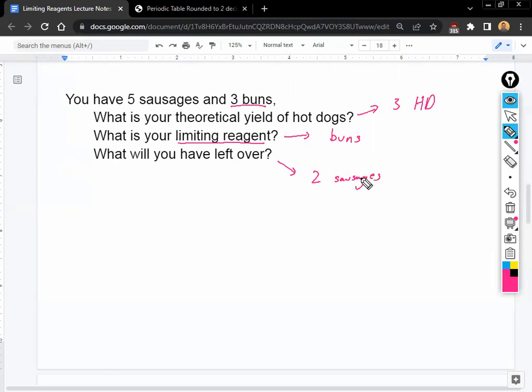It makes sense when we look at things like hot dogs, but once we apply it to stoichiometry, it does get a little bit more complicated. But always try to go back to this concept. It's whatever runs out first, okay?